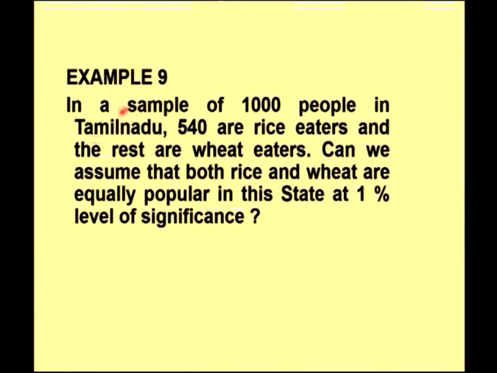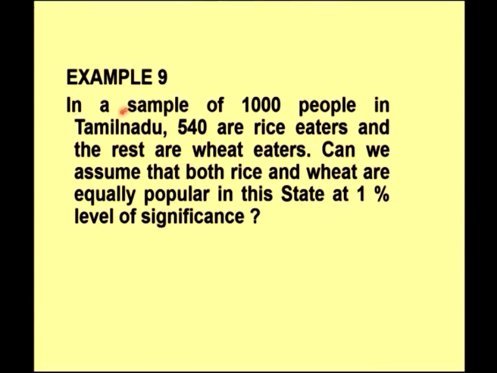Continuing with the examples, 8 examples have already been worked out in the large sample test, where we have done problems in test for a single mean, test for difference of means, test for specified standard deviation and test for difference of standard deviation. Now, this problem is with respect to test of significance for single proportion. What does the example say? In a sample of 1000 people in Tamil Nadu, 540 are rice eaters and the rest are wheat eaters. Can we assume that both rice and wheat are equally popular in this state at 1% level of significance?